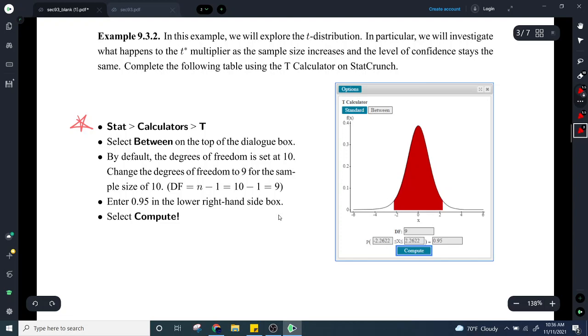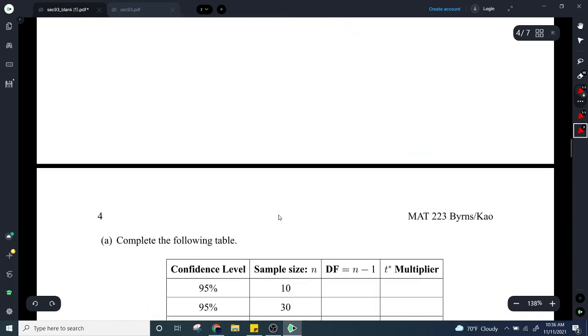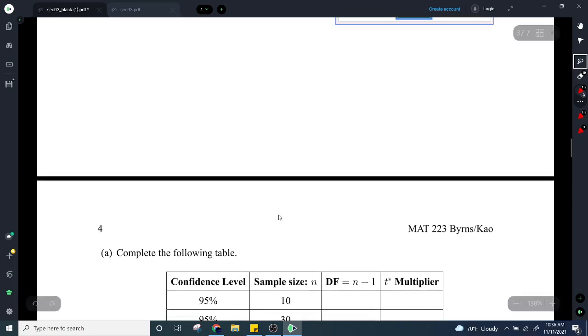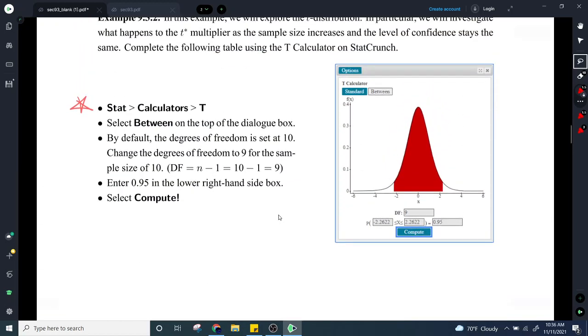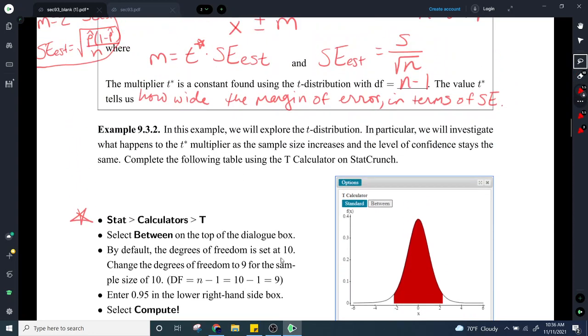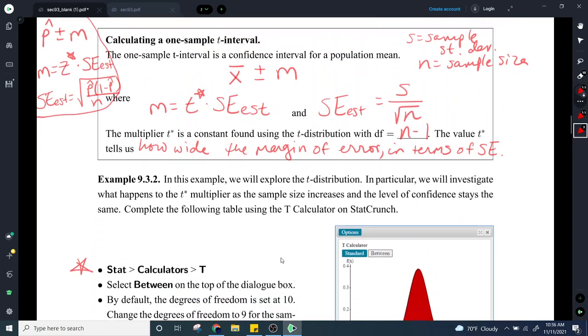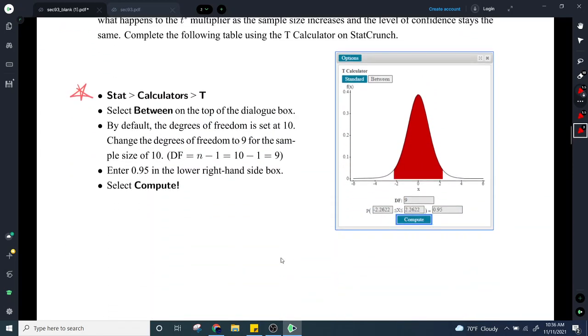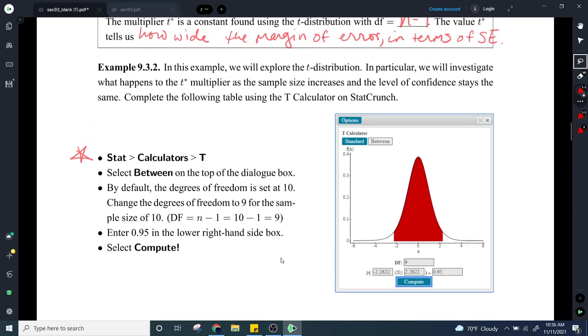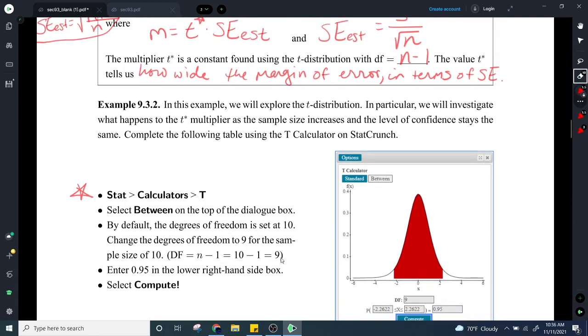Let me see what they want us to do with this next example. They're just giving us a basic one. All right, I'm looking at the chart here to see what they want us to fill in. It says enter 0.95 in the lower right-hand box. I'm trying to look at what they want us to do with this chart here. I think we're missing some directions in the notes here.